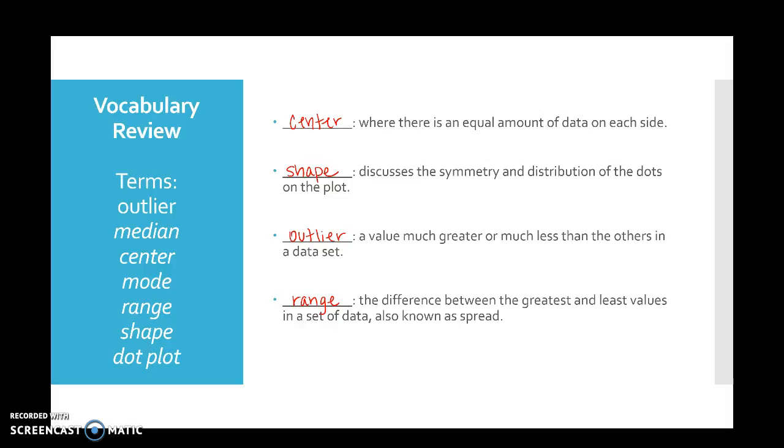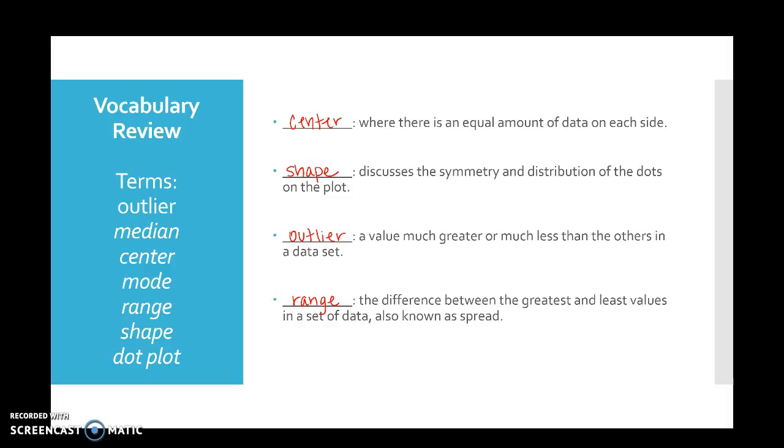So you also need to look at the increment that the data increases. So if it increases by a half and there's only 2 spaces, well, that's only a difference of 1. So is that really an outlier? Is that really far from the others? So really take all that into consideration. And then range is the difference between the greatest and least values in a set of data.